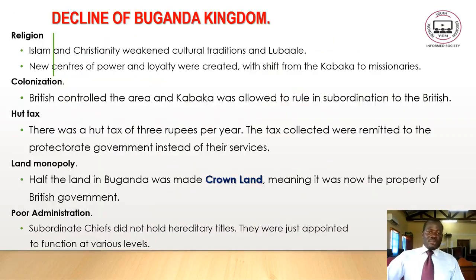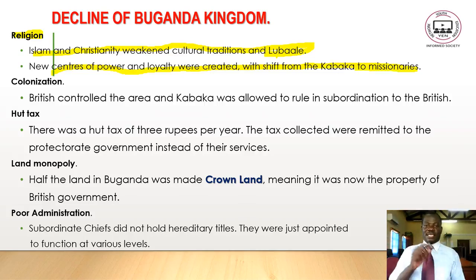To this far, we are supposed to look at now the end part, whereby we look at the decline of Buganda Kingdom. So let us look at the factors for the decline. What were the causes of the decline of the Buganda Kingdom? Number one is religion. Islam and Christianity weakened the cultural tradition and the Lubale cult that we have been talking about. So the new centers of power and loyalty were created with a shift from Kabaka to missionaries. So we see to it that religion dominated. Hence, the people lost their power of traditions and the Lubale cult.